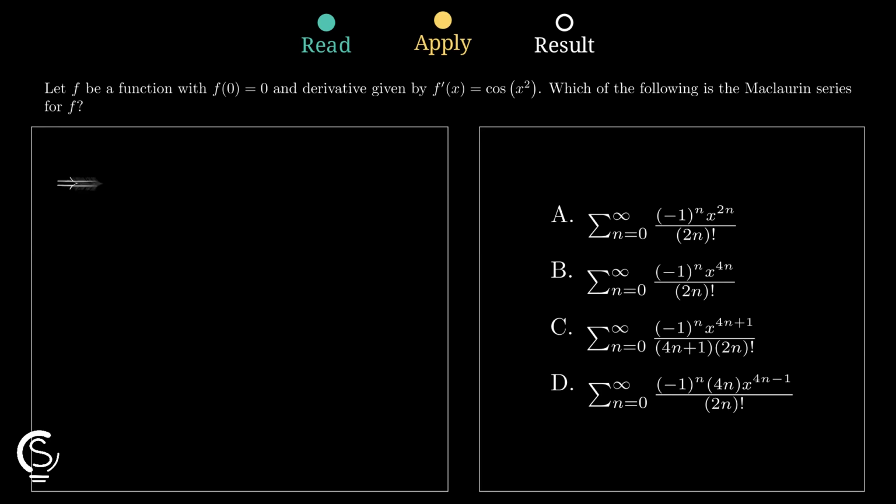Next, we integrate this power series term by term to find the original function f. We increase the exponent to 4n plus 1 and divide by that new exponent value.